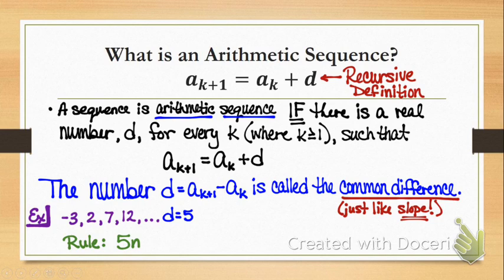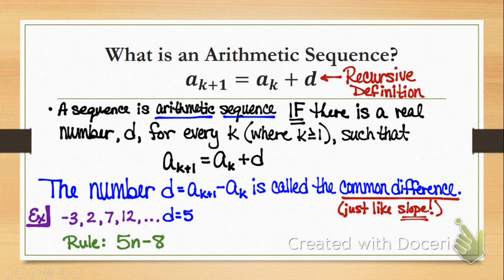If I put 1 in there, will it give me the correct first term? If I put 1 in for n, it's going to give me what back? 5. But my first term is what? Negative 3. So how much of a difference is that? 8. Should I add or subtract 8 for it to give me the right output? Subtract. 5 minus 8 gives me negative 3.